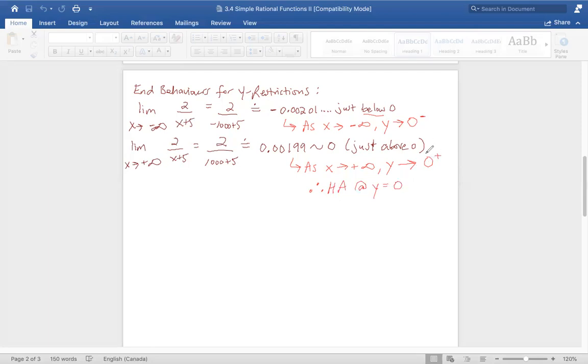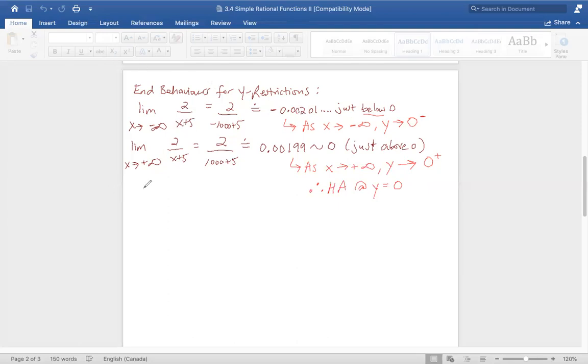Because nothing's ever touching 0, right? I'm approaching from the bottom and top, but never actually getting to it. Okay, so that takes care of my vertical and horizontal asymptotes and what's happening around those values. Let's go to x and y intercepts now.